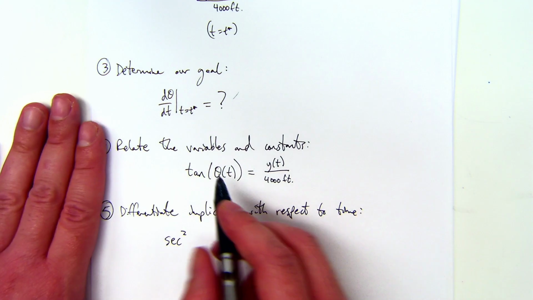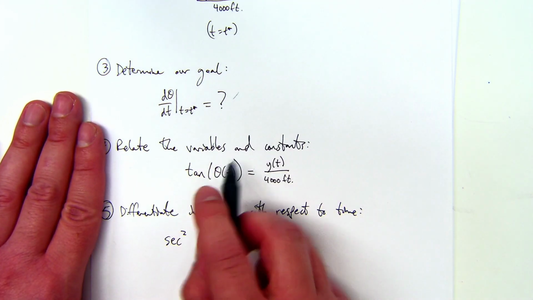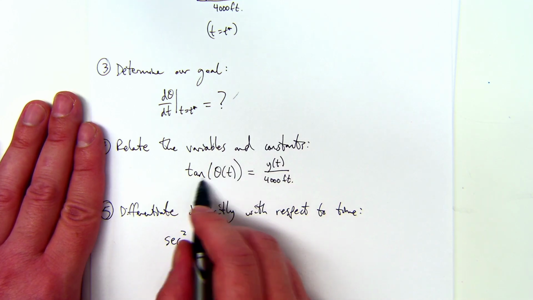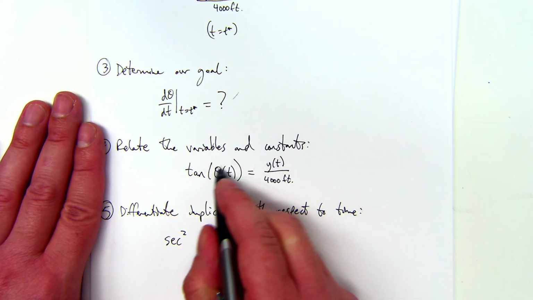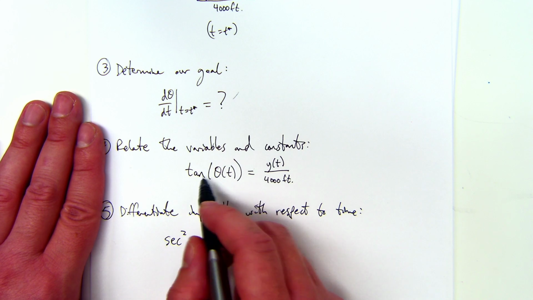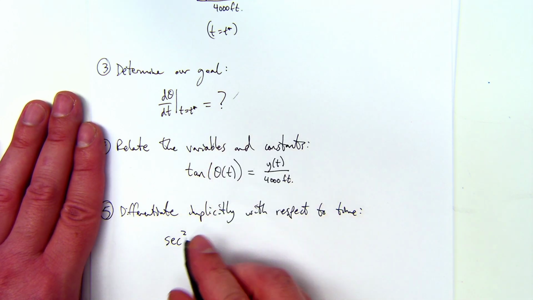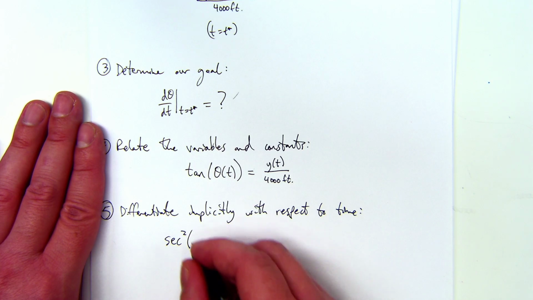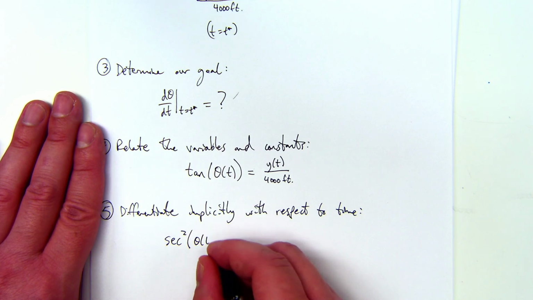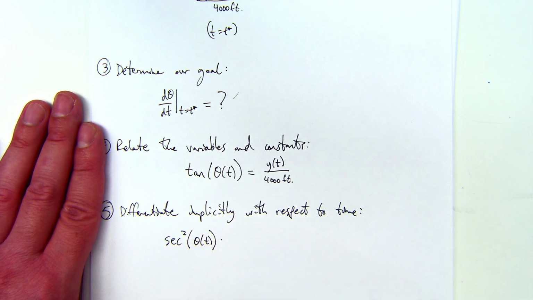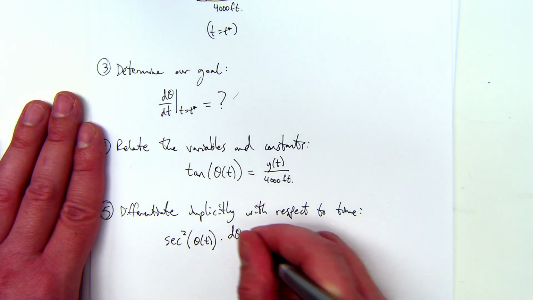right? And so the derivative, we need to consider this on the left here as a composition of functions. Theta of t is my inner function. Tangent of theta is my outer function. And so thinking of the derivative of the outer function, we get secant squared. Using the chain rule, we evaluate it at the inner function, multiplied by the derivative of the inner function.